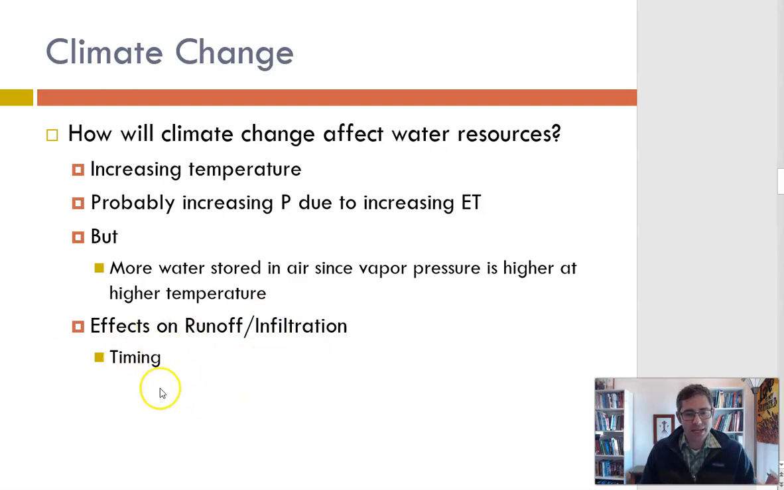This is probably the biggest impact of climate change, that we'll have higher runoff volumes sooner because it's not being stored as snow. We'll have more extreme wet weather events in the wet season when we don't need that water, and also more extreme droughts in the summer when we do need the water. And so that timing of the precipitation, even if the total precipitation is the same, the timing shifting can be very detrimental.